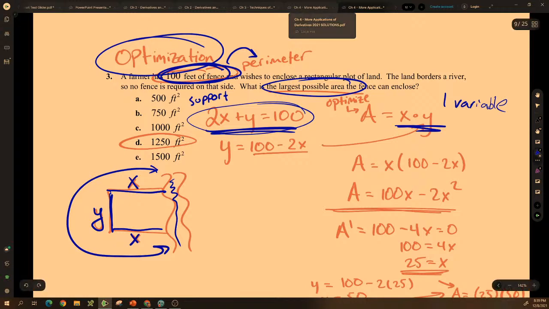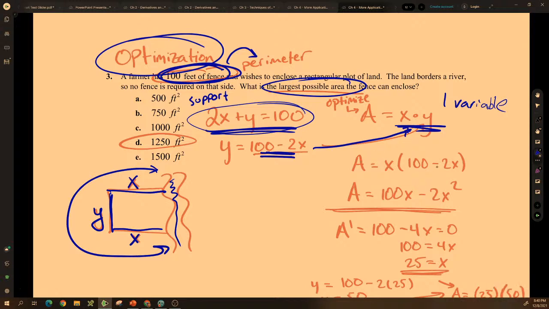So I'm going to subtract 2X from both sides, and then we get 100 minus 2X. We're going to plug that into this equation over here, and that gives me area equals X times 100 minus 2X. Go ahead and distribute. That's area equals 100X minus 2X squared. Now this is ready to optimize.